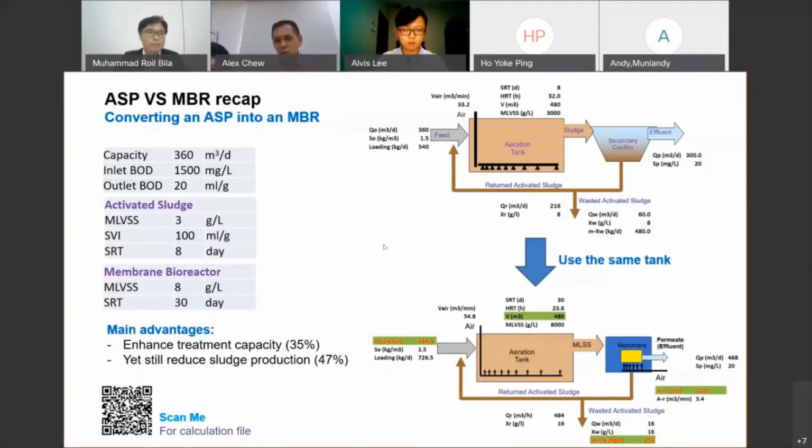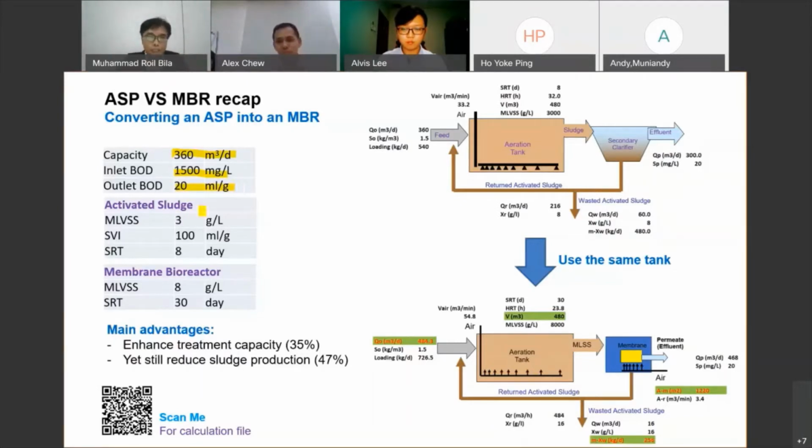Okay, if you were here last time, this is basically the summary. If you want to summarize in one slide, probably this is the best summary. So, what if I have industrial effluents, and currently I am using the activated sludge process, and I want to convert it into MBR. The current capacity is 360 cubic meter per day, and it has an inlet BOD of 1,500. Everything is fine. I mean, my process went well. So my outlet BOD is just 20 milligram per liter. Okay, that is the current situation.